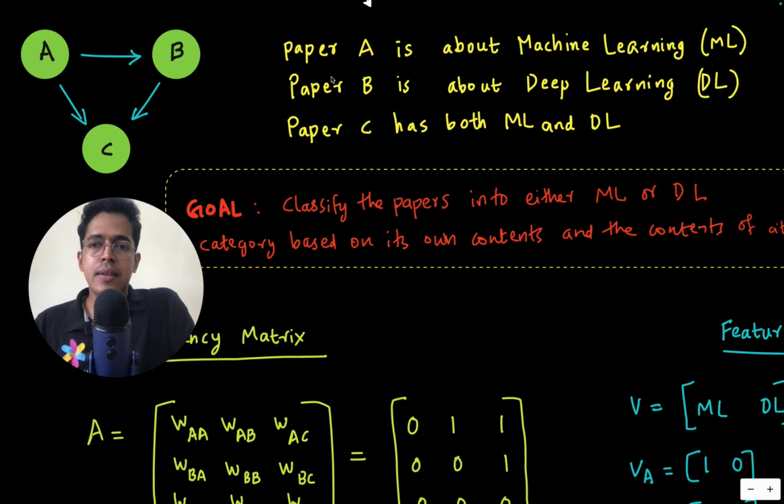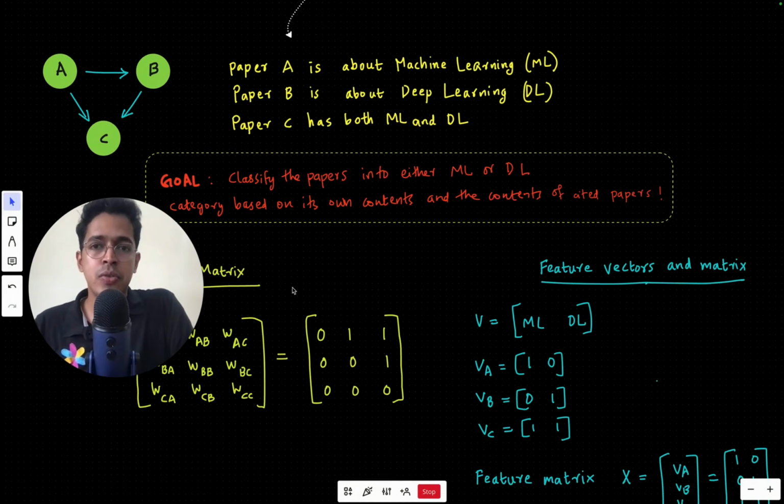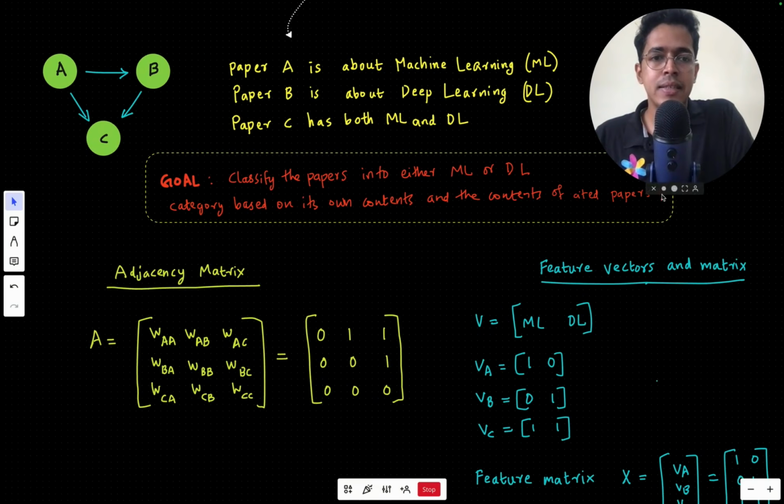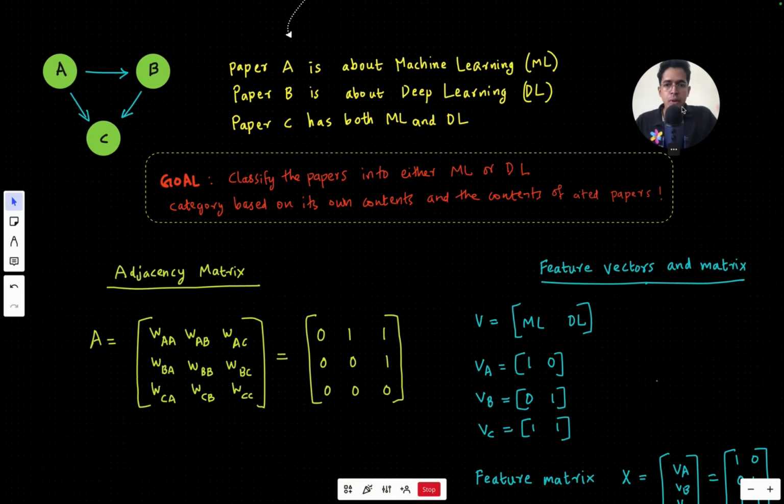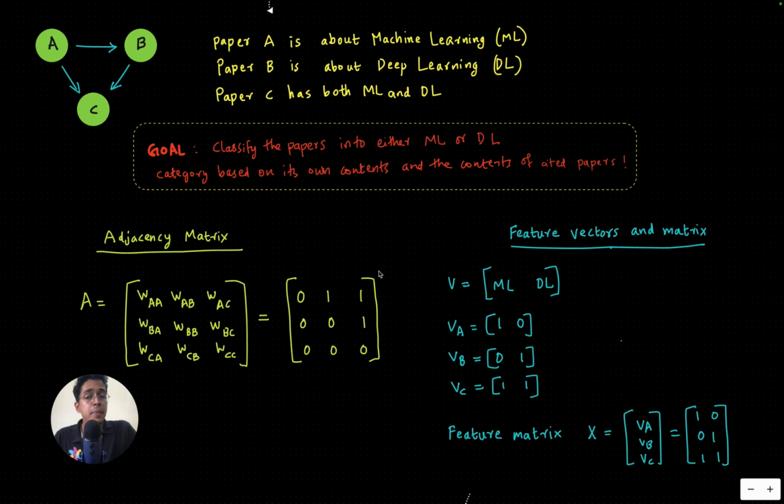Now the goal is to classify each of these papers, paper A, B, and C, into one of the categories, either ML or DL. We don't want to say it has both ML and DL, which is sometimes not useful. So we want to perform a binary classification essentially. At the end of the convolution operation, we want to be able to say that paper A belongs to ML or DL. Same for B and C. We want to be able to say whether it's an ML paper or a DL paper. To make this binary classification, we will not just be considering the features of those individual papers. We will also be considering the features of the papers that particular paper cites.